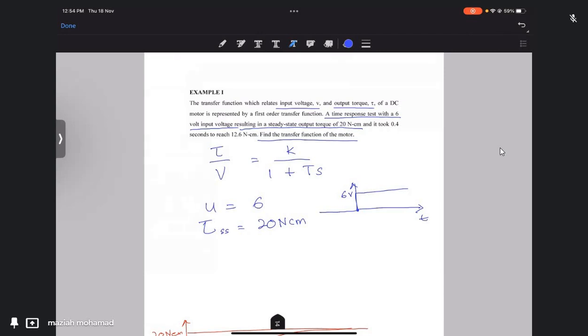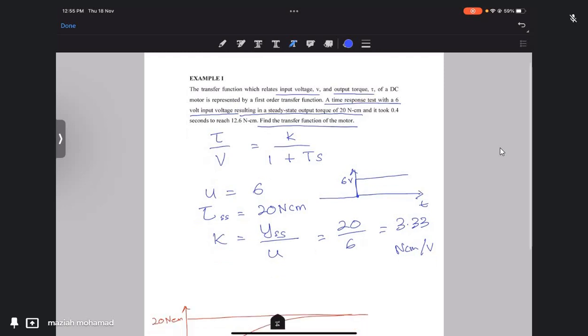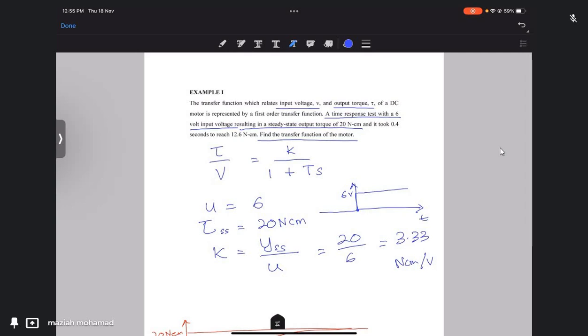All right, so therefore here we can calculate K, because we know K is equal to Y steady state divided by U. Our Y steady state is actually the torque steady state. So 20 divided by 6 will give you 3.33 Newton centimeter per volt. So this is our K. Okay, we already have K. Now let's determine T.